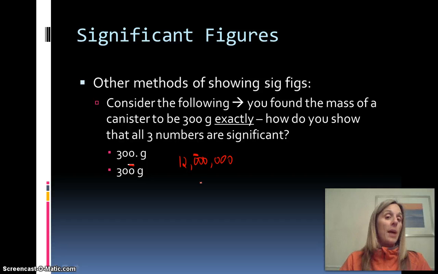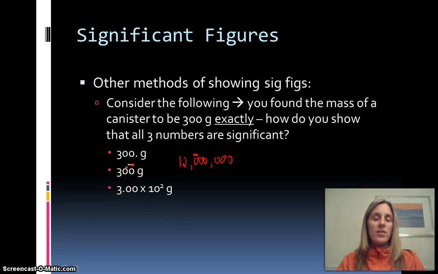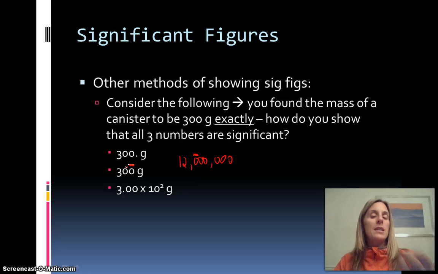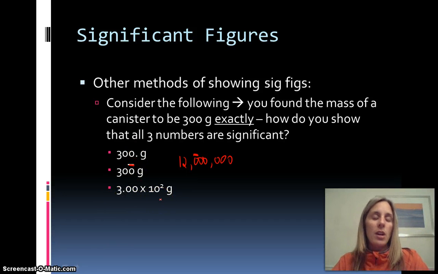The last thing you can do is put it in scientific notation, because scientific notation shows you exactly what significant figures you have, since we now have a decimal place. So this 3 counts, and so do all the zeros behind it. These are the 3 things you can do if you have zeros that you need to count: put a decimal place, put a line, or use scientific notation. I don't care which way you choose, you just have to choose one.